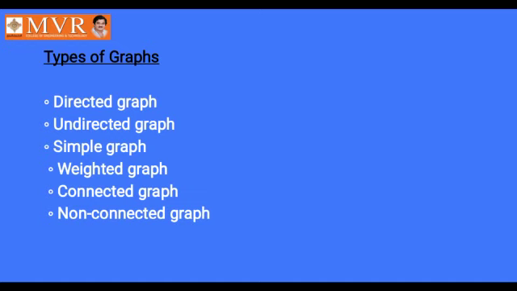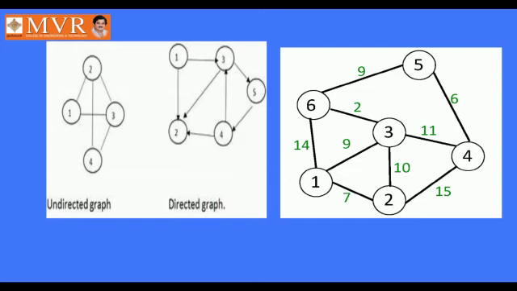Now coming to the types of graphs. In the types of graphs, we will be dealing with directed graphs, undirected graphs, simple graphs, weighted graphs, connected graphs, and non-connected graphs. These topics will be discussed in detail in the concept of graphs, that is in the last unit. It is one of the important concepts of data structures. Now coming to the examples, here we see the diagrams of different graphs. I will be explaining one by one.